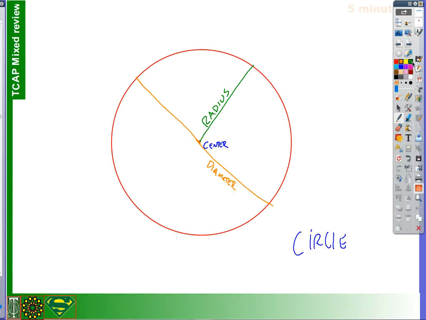Now, how many radiuses does it take to equal one diameter? Thank you for raising your hand. Yes, sir. 2. Okay, 2. So 2 radiuses are equal to 1 diameter. That does not mean we are multiplying radius times radius. No. That is 2 times the radius, or radius plus radius.